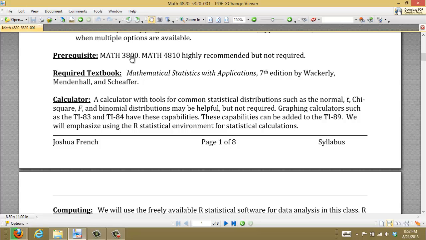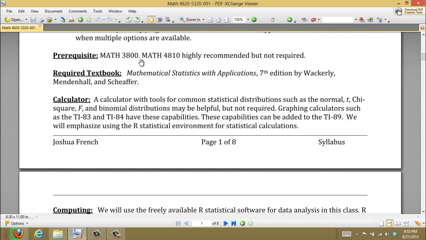I highly recommend Math 4810 just because it's really going to give you a stronger foundation on which to base your statistical knowledge. If you've only had Math 3800, then that's okay. If you haven't had either one of these 2 courses, then this course really is not for you. You want to take one of these 2 courses first and then enroll in this course afterward. So make sure that you have these prerequisites. If you don't have one of these prerequisites, then you're going to be very frustrated, discouraged. This course is a second semester kind of course. It's not an introduction to statistics.